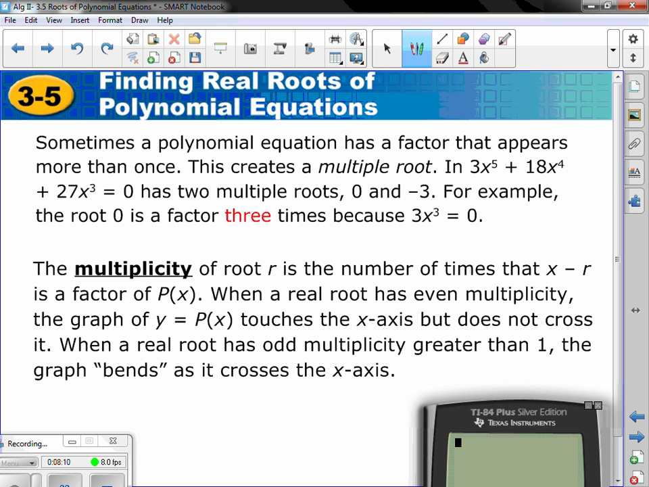In this example up here, 3x to the fifth plus 18x to the fourth plus 27x cubed. It only has 0 and -3. We can tell right now that 3 times x happens to be 0. I know this doesn't make sense right now. I'm going to flip back in a couple examples and look.